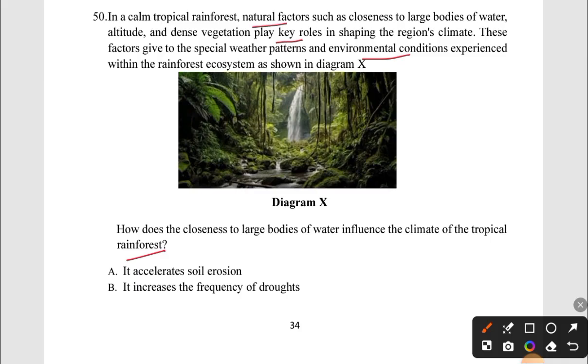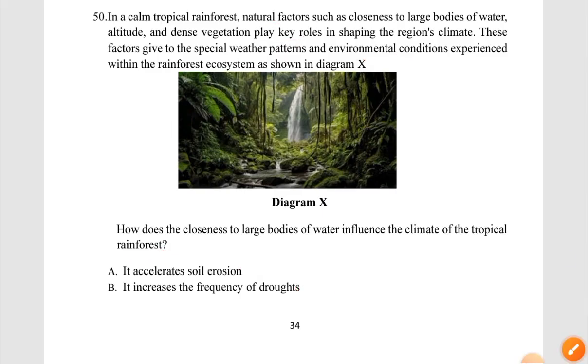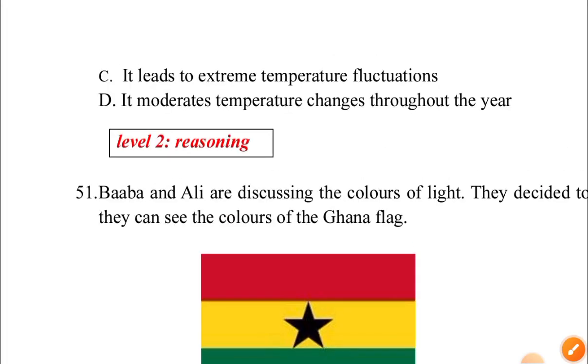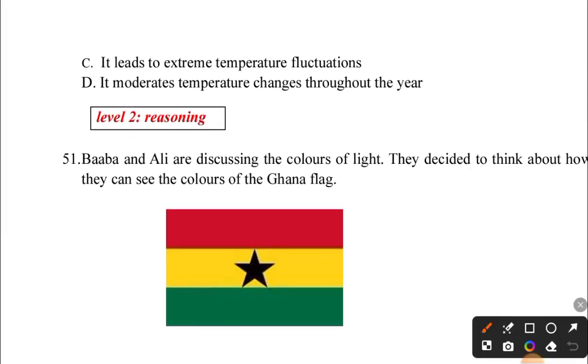So, it accelerates erosion. I disagree, because there's a lot of vegetation to control erosion. It increases frequency of drought. No, there's a lot of rainfall in the tropical rainforest. C. It leads to extreme temperature fluctuation. No, because of the vegetation, the cool temperature is maintained. D. It moderates temperature changes throughout the year. Yes, the rainforest is able to maintain that cool temperature throughout. So the answer is D.